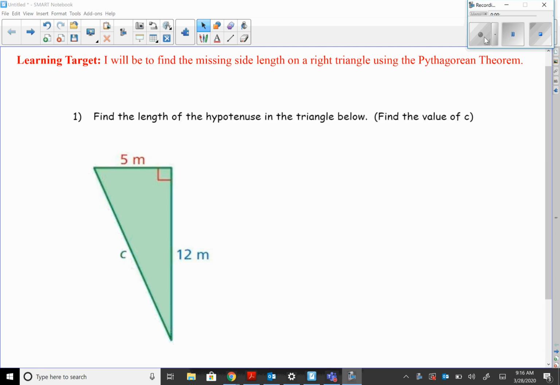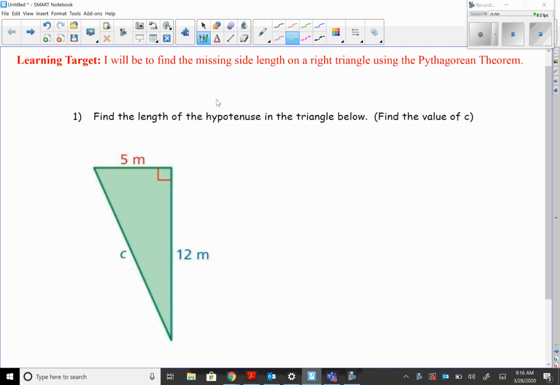A few more examples together to make sure we've got the hang of this Pythagorean theorem. So our goal on this first example is to find the length of the hypotenuse in the triangle below. In other words, we're going to find the value of c. So quick review again, just in case.